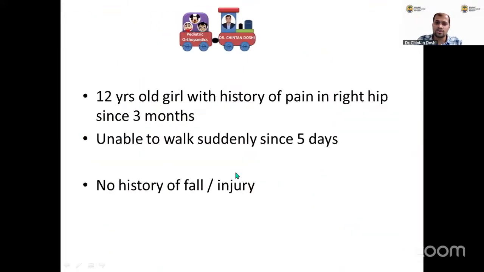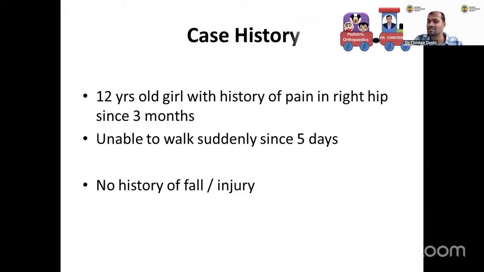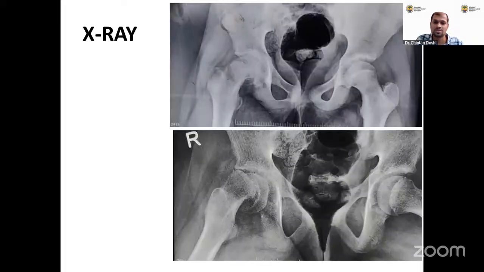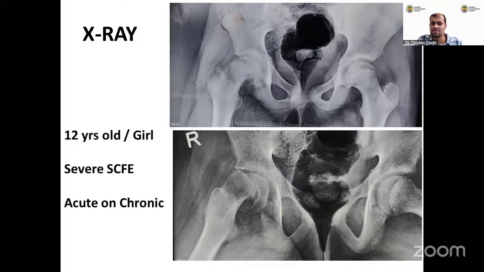A 12-year-old girl with a history of pain in the right hip since 3 months and unable to walk suddenly since 5 days. There was no history of fall or injury as such, but a sudden jerk while getting up from bed was the history given. This was the X-ray that presented to us. Straightforward, that's a severe slip, and by the history, it is acute on chronic. The pain has been persisting for over 3 months, and it's unstable because the child is unable to weight bear since the last 5 days.